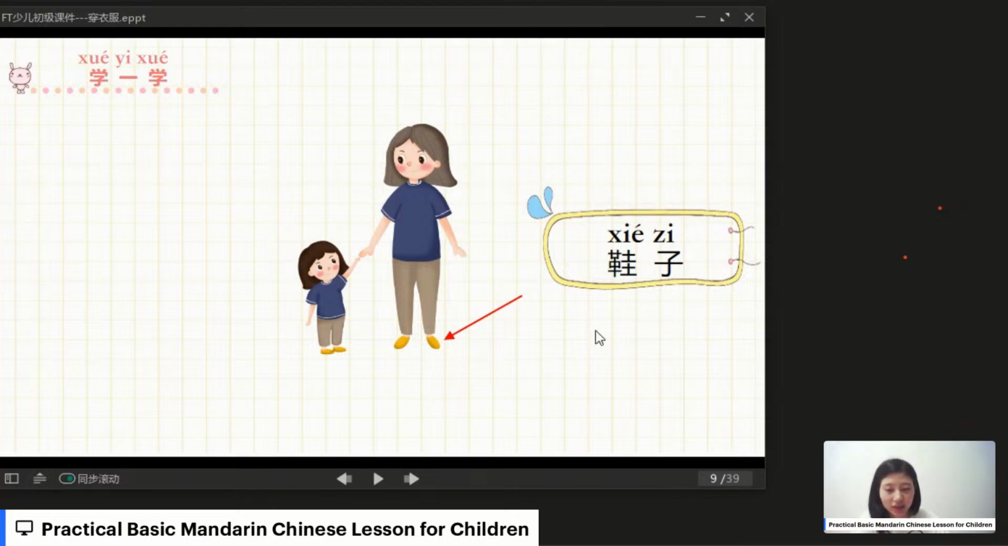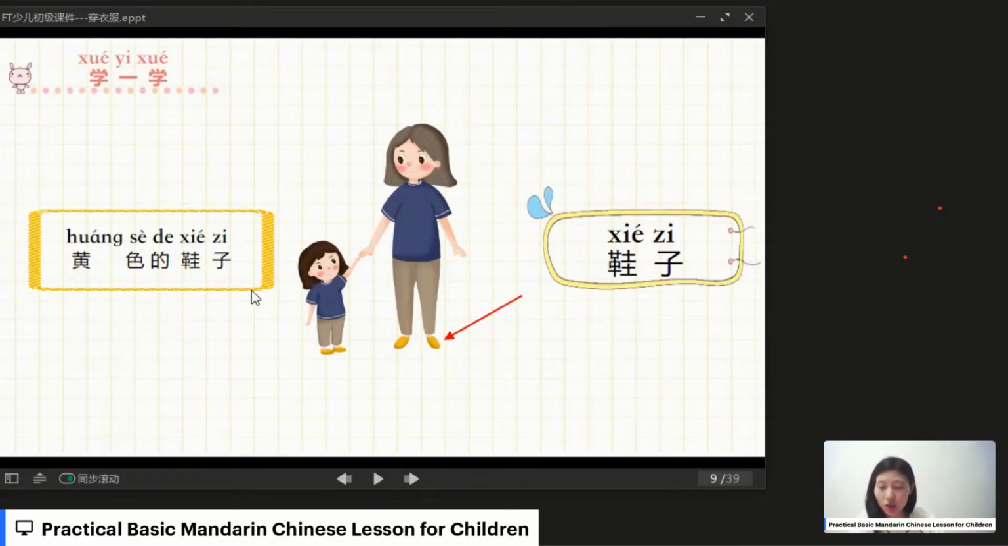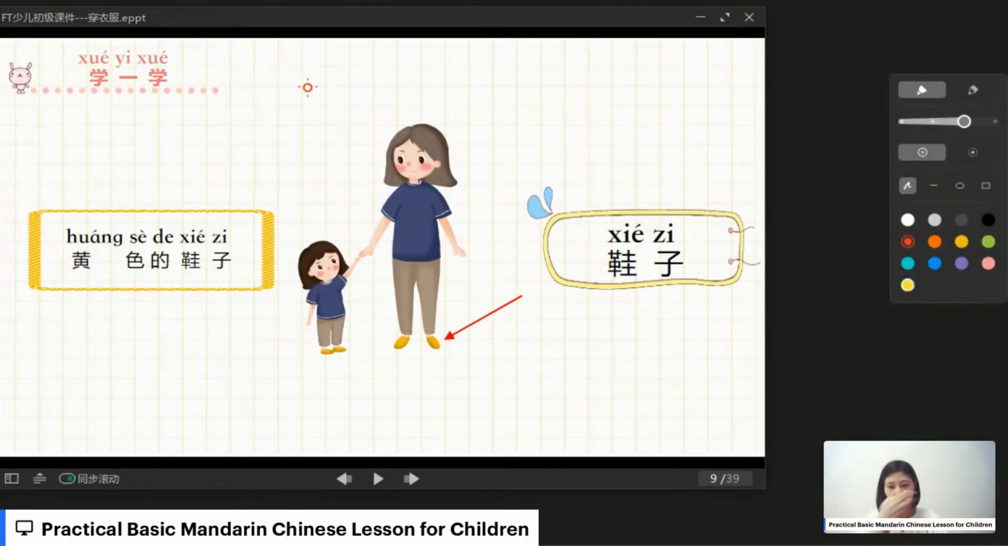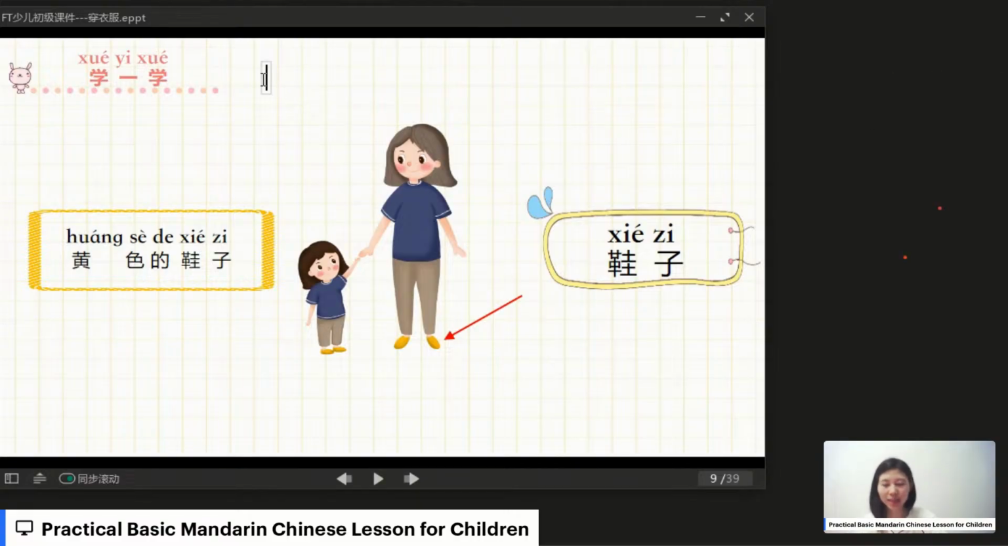鞋子. Okay, 鞋子. So here, I think their shoes are yellow, right? Yellow is 黄色. So we say 黄色的鞋子. 黄色的鞋子. 黄色的 is yellow. 黄色的鞋子. Okay, let's do more practice with this one. So mom is wearing the yellow shoes. Okay, so how can we make a sentence with that?